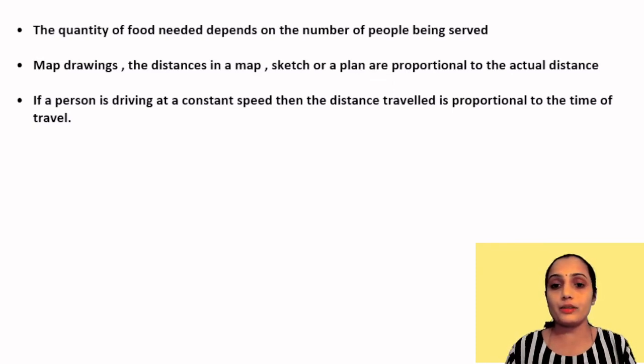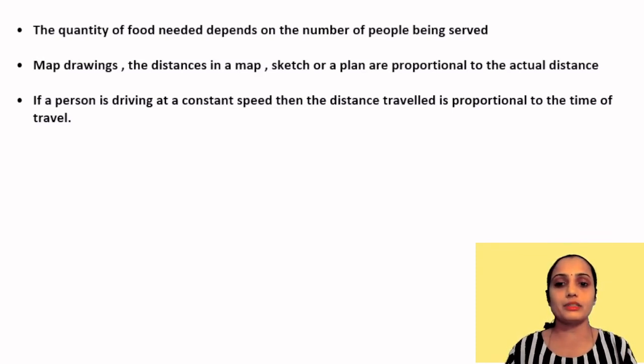Now, that's one scenario. The second scenario, we can look at map drawings. In a map, keeping the same scale, let's say 1 centimeter on the map is equal to 10 kilometers. So, if I have to represent a distance of around 200 kilometers, on the map it's 20 centimeters, or if I increase the distance between the two places, the distance on the map also proportionally increases. So this is another use of proportion.